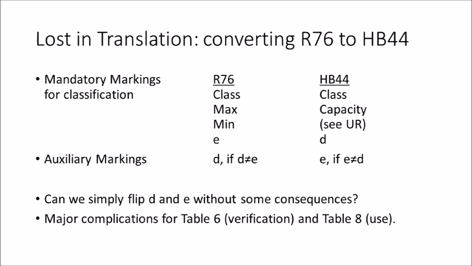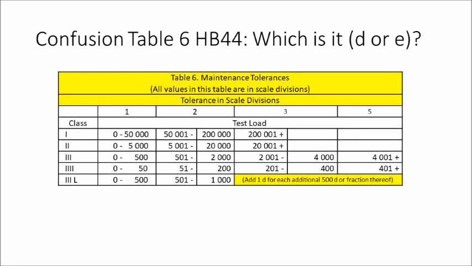I think there are major complications for Table 6 dealing with verification and Table 8 dealing with use of the instrument. If we look at Table 6 in Handbook 44, what should jump out at us immediately is that all values in this table are in scale divisions. Scale division by definition is D. You can see tolerances in scale divisions, D, and look at the Class 3L. Add 1 D for each additional 500 D or fraction thereof. And so test loads are also expressed in D.